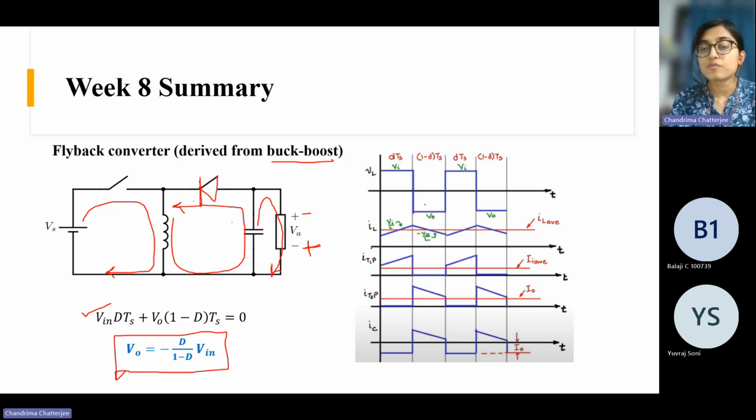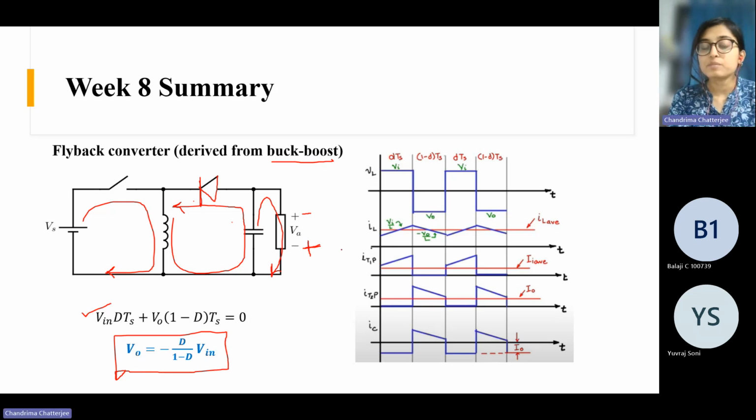And here some waveforms are shown. These waveforms I have taken from the lecture slides only, so you can go through the lectures. So this is the inductor voltage during the dTs period when the switch is on. This is V in, and when the switch is off, it is V out like this. So the volt second balance is maintained here. And the inductor current is again, when there is some positive voltage, the current rises, and when there is some negative voltage here, the current has negative slope like this.